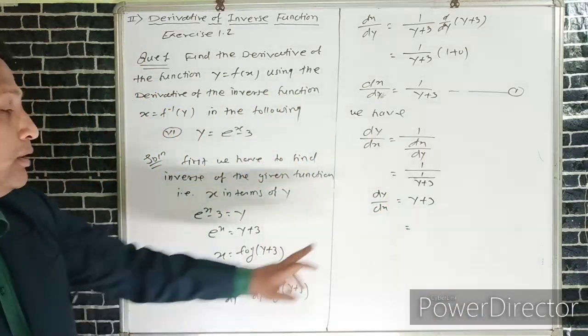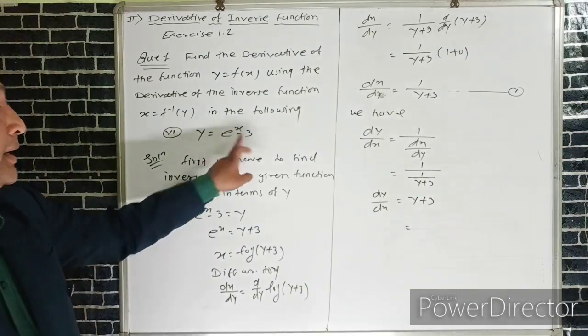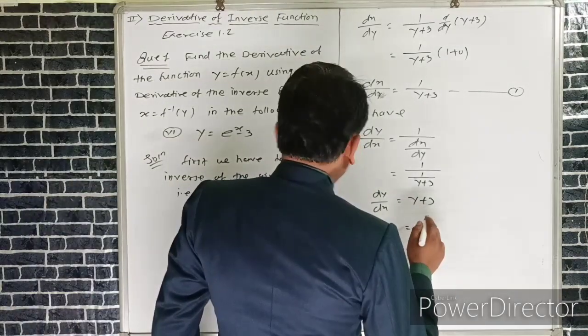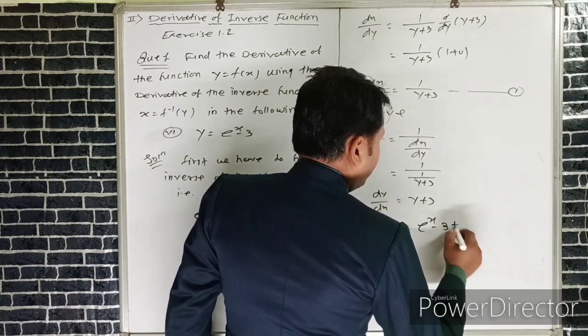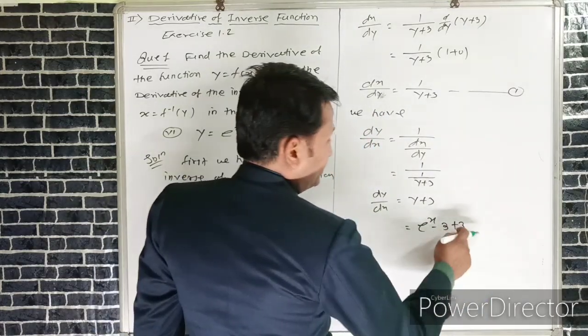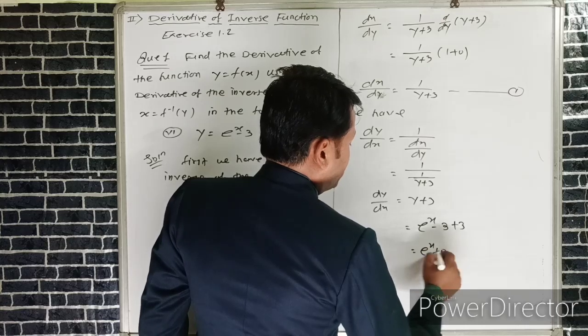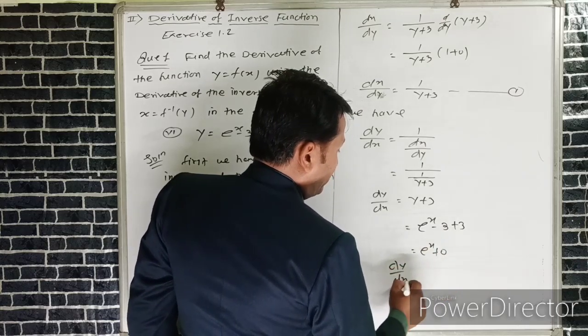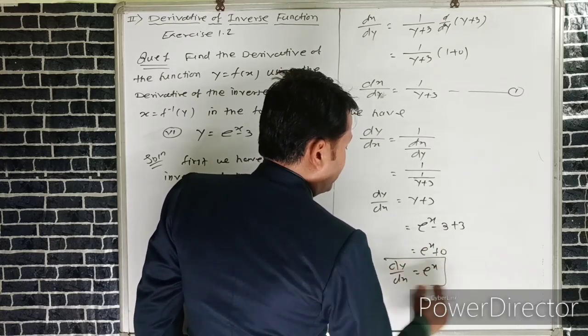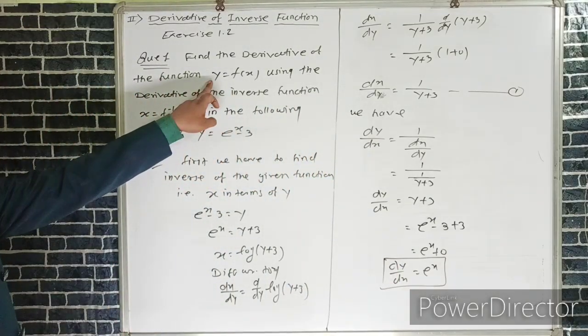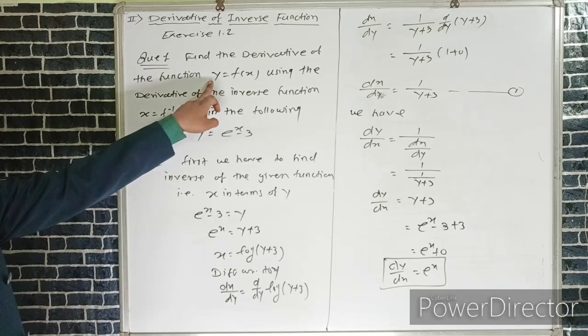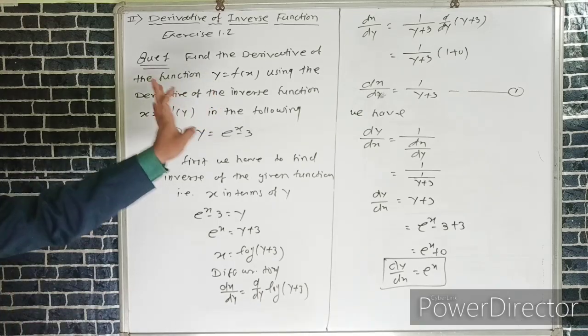We know that the value of y is e to the power x minus 3. Hence, resubstitute the value of y: e to the power x minus 3 plus 3. Minus 3 plus 3 is 0, which leaves e to the power x plus 0. Therefore, dy upon dx is equal to e to the power x, which is the required derivative of y with respect to x. Dy by dx is e to the power x by using the derivative of the inverse function.